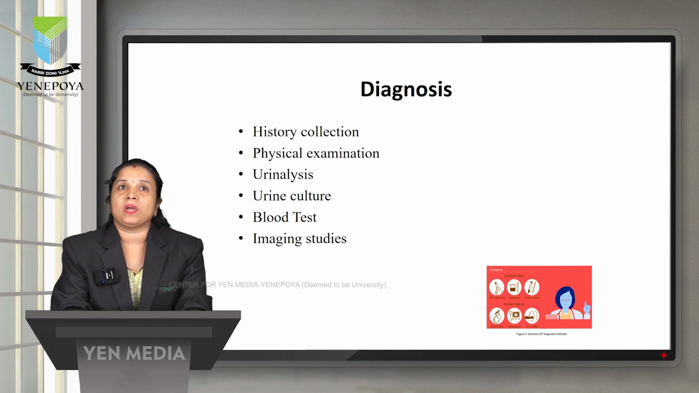Doing various blood tests may be by checking the WBC count, ESR, CRP, CBC, etc. And also the last diagnostic investigations, that is imaging studies, may be through ultrasonography, CT scan and the MRI. So by performing all these diagnostic tests, we can diagnose the urinary tract infection.